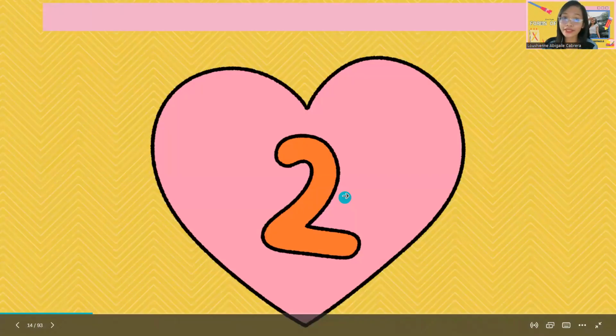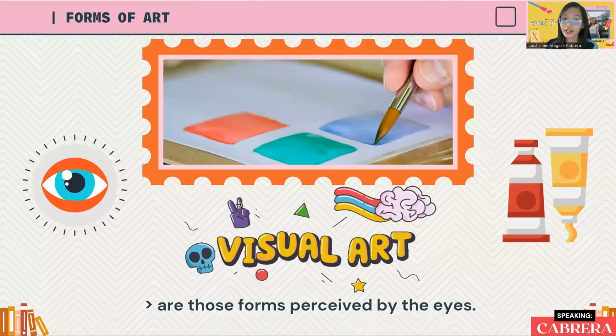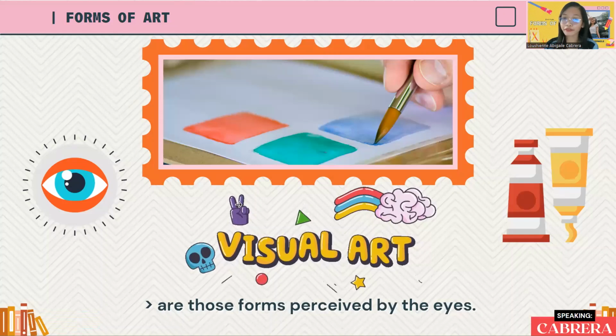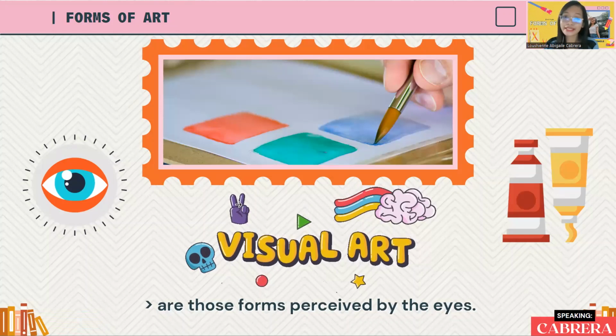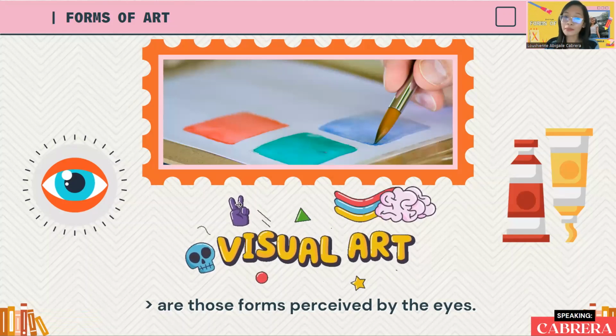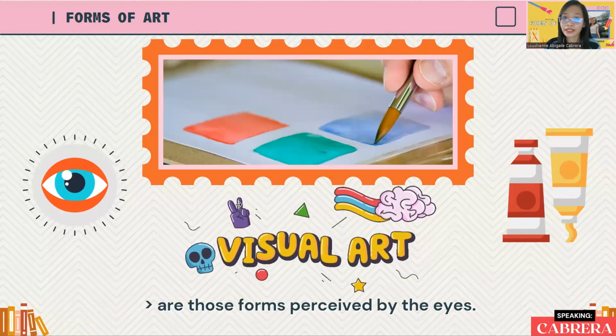Okay, we are now on the second form of art. Visual art. Visual art refers to those forms perceived by the eyes. Ito yung art form na yung meaning ay binanggit ko sa introduction. Specifically, ginagamit natin ang visual art to express ourselves since may mga time talaga na hindi natin mapili o maisip yung exact word na gusto natin sabihin. Sa pamamagitan nito, nailalabas natin yung messages, yung meaning at emosyon na gusto natin iparating.